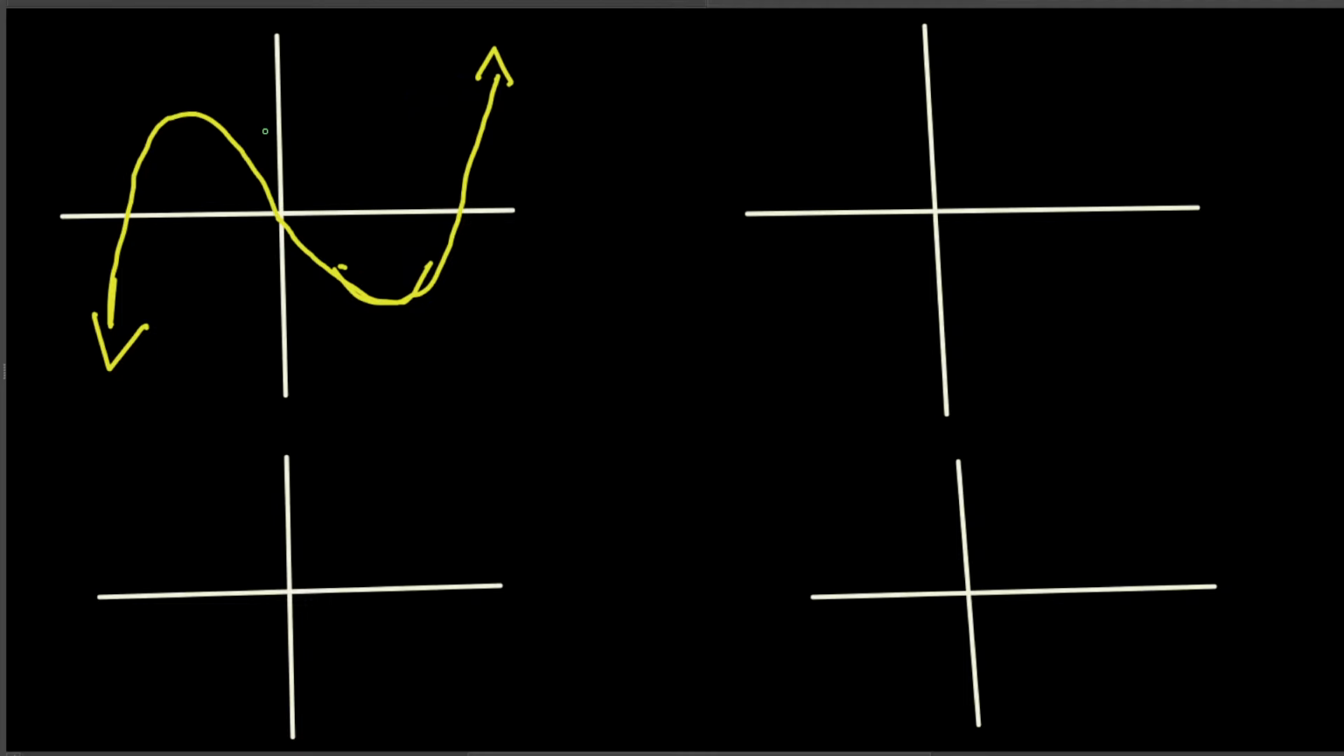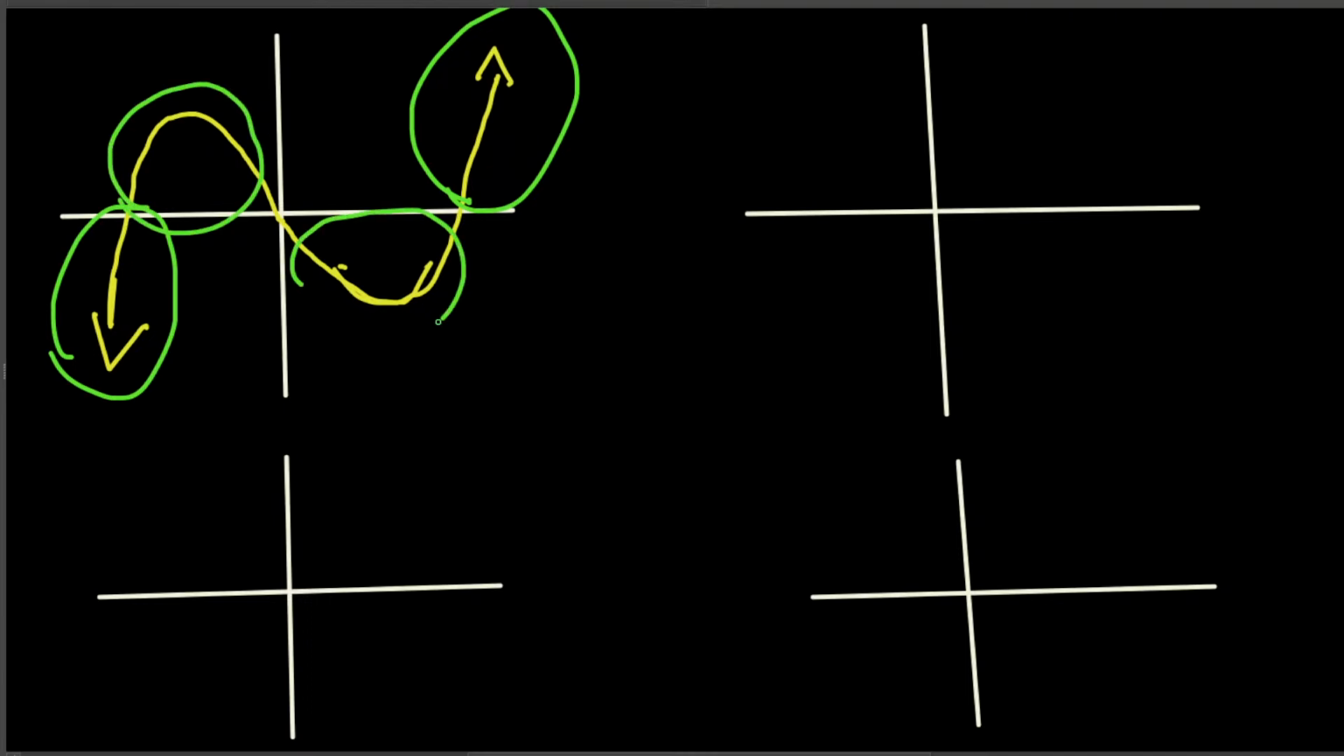Now, in order to be an even function, it has to be symmetric about the y-axis, but this one is not. In order to be symmetric, this side would have to be flipped upside and look exactly the same, but it's not symmetric on the y-axis. But is it symmetric around the origin? Yes, because if you look at quadrant 1, it's exactly the same as quadrant 3, and quadrant 2 is exactly the same as quadrant 4. So this is symmetric around the origin, therefore this is an odd function.